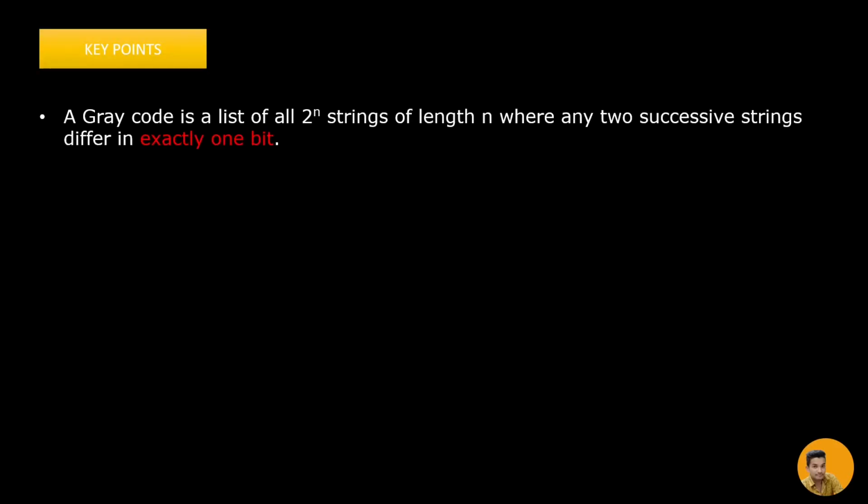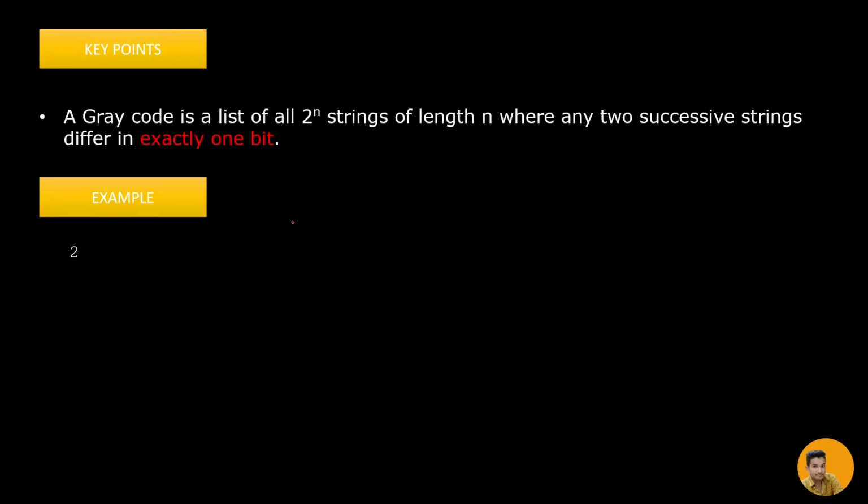Alright, so let us look at the problem Gray Code. The key points are: a gray code is a list of all 2 to the power n strings of length n, where any two successive strings differ in exactly 1 bit. Let's understand this through an example.